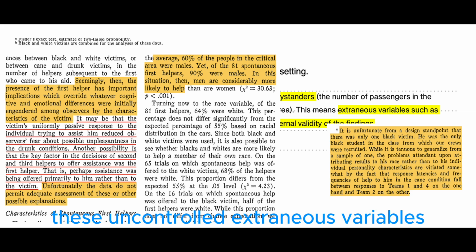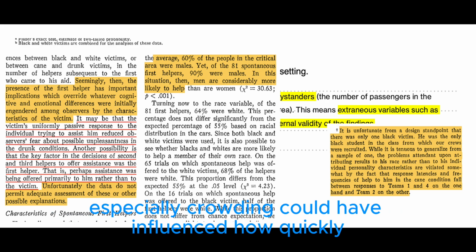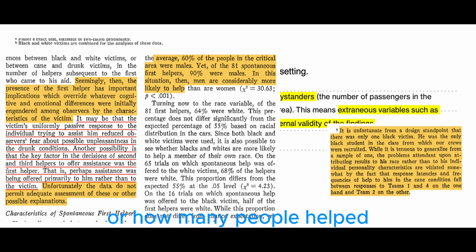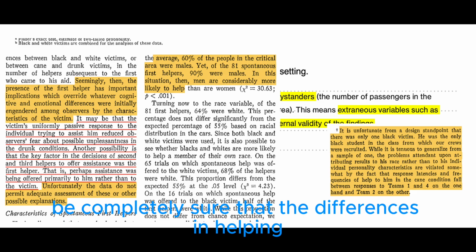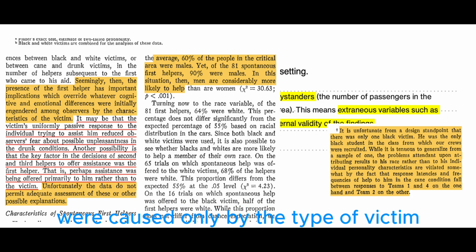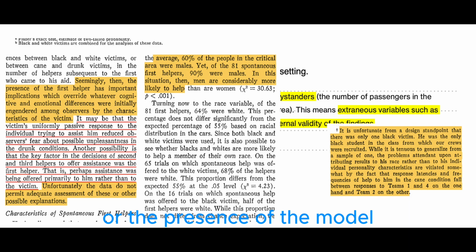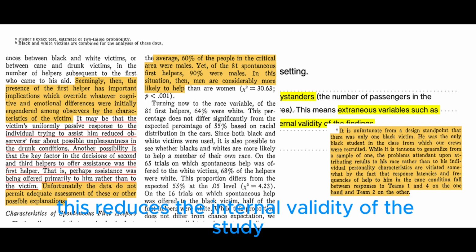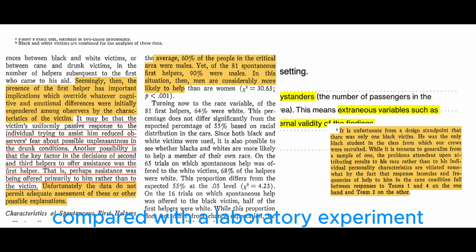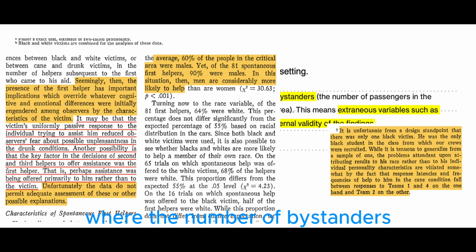These uncontrolled extraneous variables, especially crowding, could have influenced how quickly or how many people helped, so we cannot be completely sure that the differences in helping were caused only by the type of victim or the presence of the model. This reduces the internal validity of the study compared with a laboratory experiment where the number of bystanders could have been held constant. Next, we look at learning in animals.